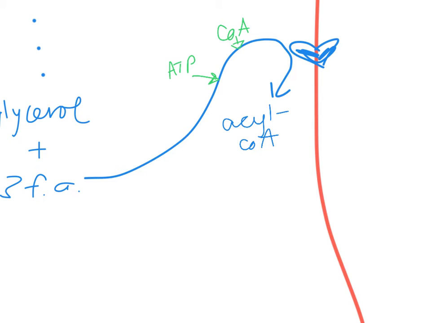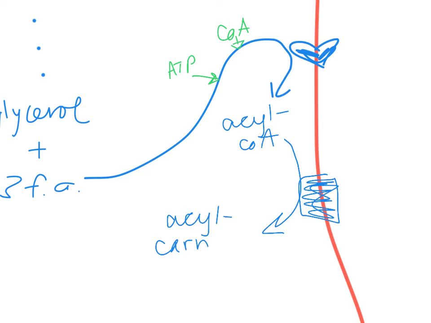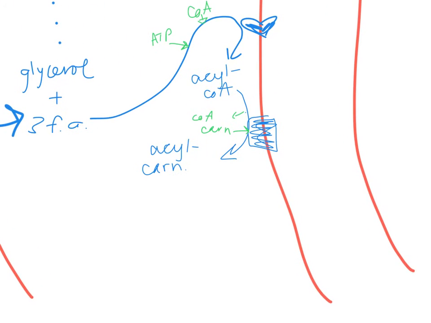The acyl-CoA cannot cross the membrane, so in order to shuttle it across, the CoA is swapped out for a carnitine. So we get acyl-carnitine, I'm just going to call it carn, and the CoA comes off. And carnitine goes in. Acyl-carnitine is able to be transported.